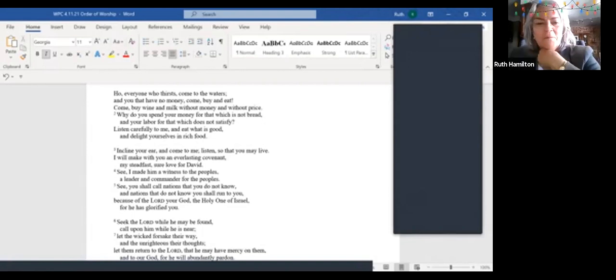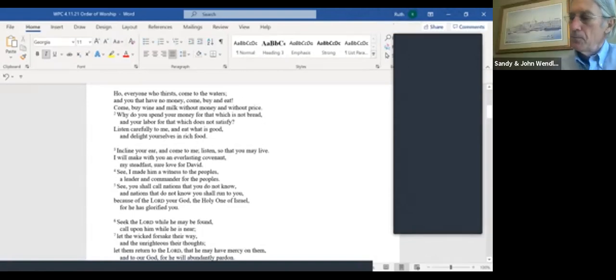Incline your ear and come to me. Listen so that you may live. I will make with you an everlasting covenant, my steadfast, sure love for David. See, I made him a witness to the peoples, a leader and commander for the peoples. See, you shall call nations that you do not know, and nations that do not know you shall run to you. Because of the Lord your God, the Holy One of Israel, for he has glorified you.